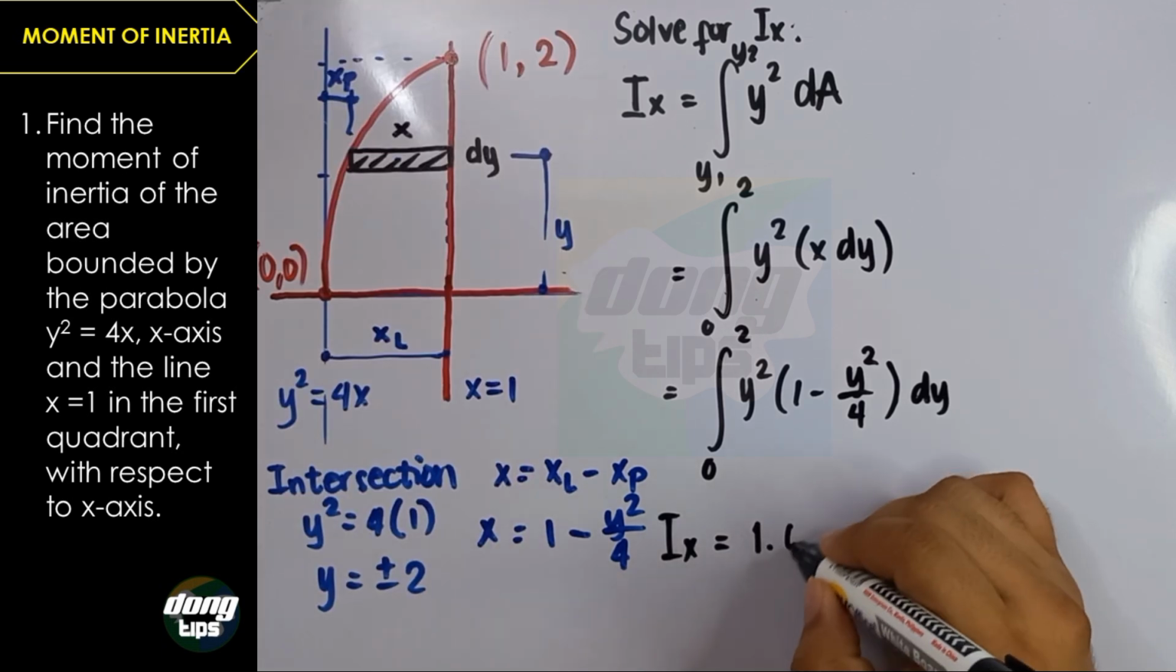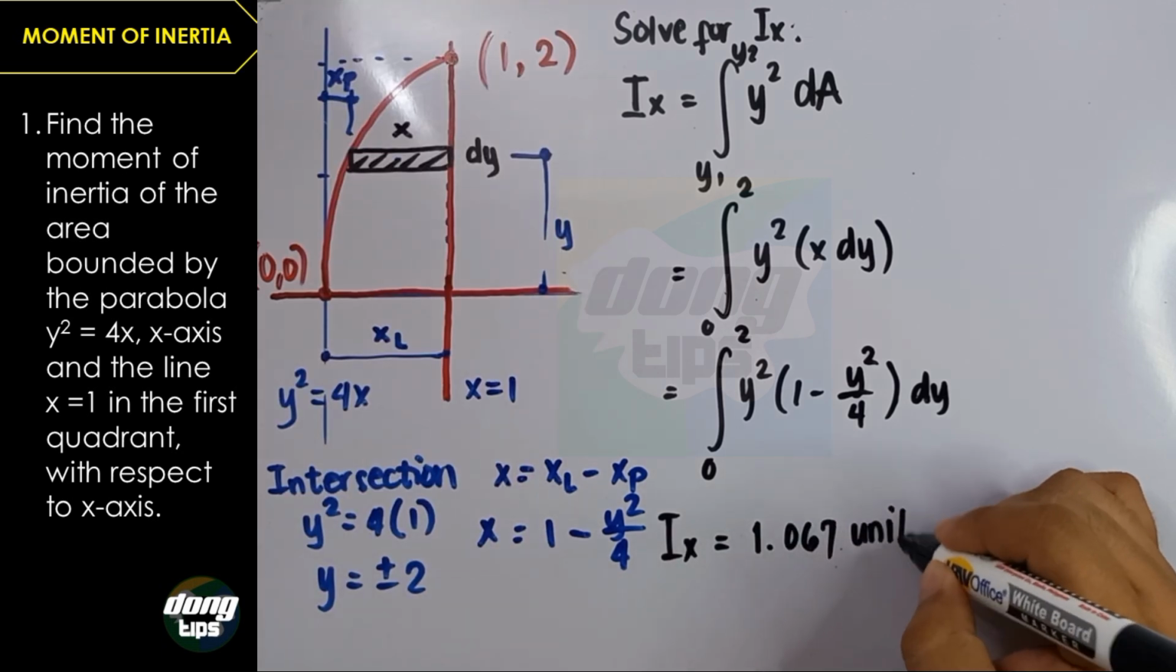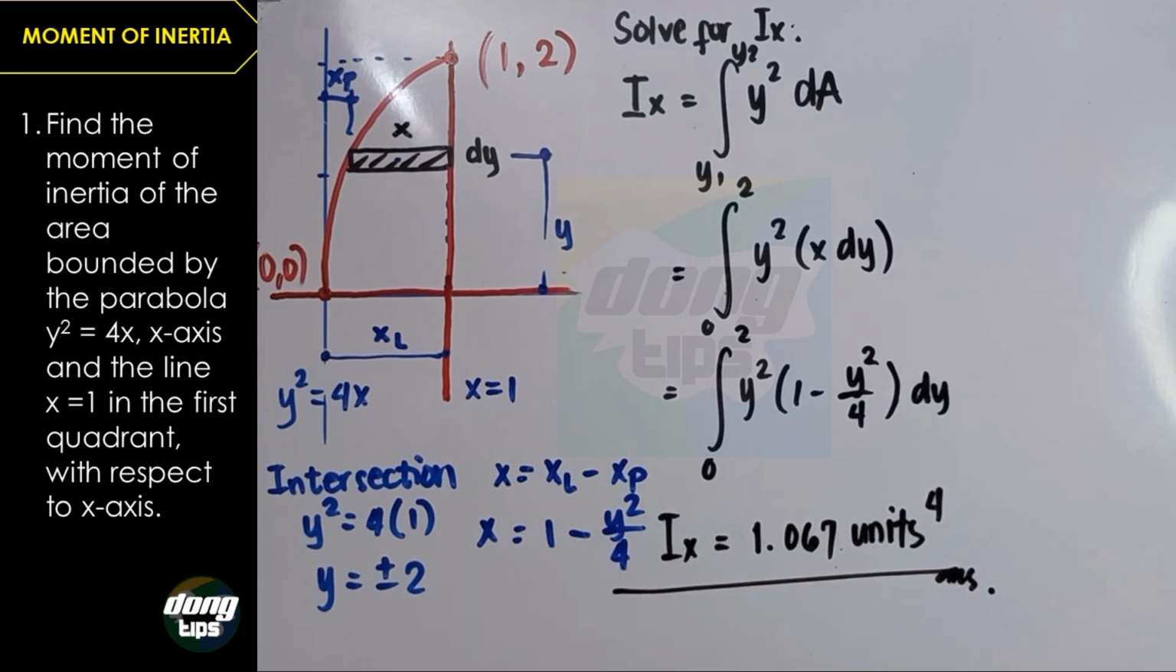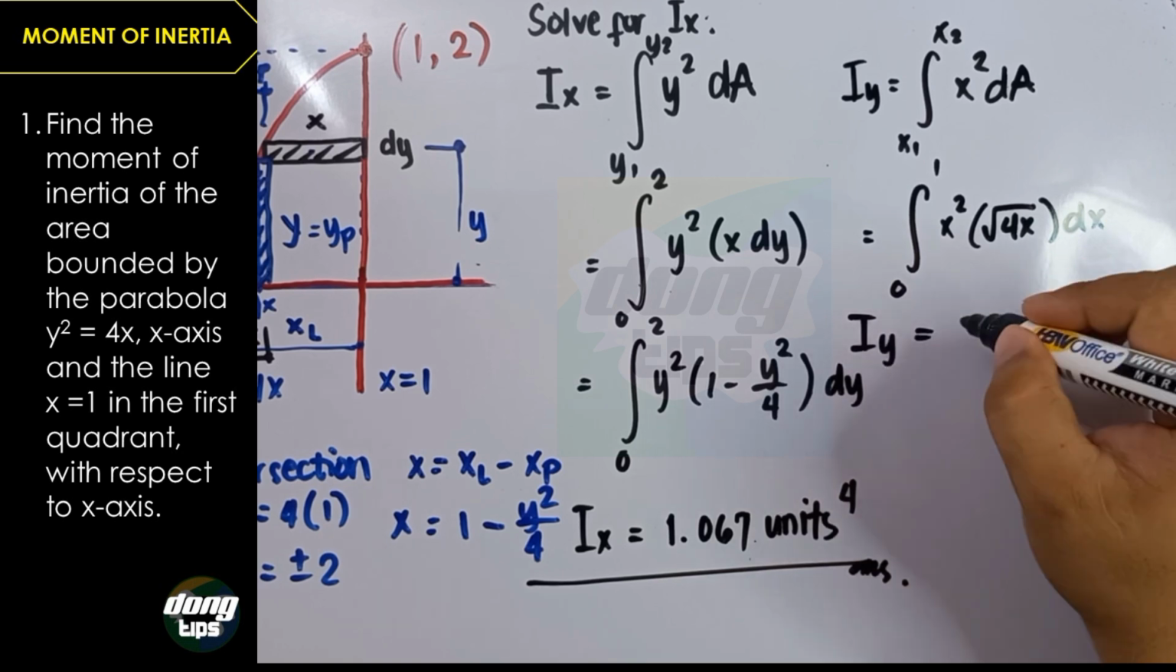And the answer is 1.067 units to the power of 4. Try solving the moment of inertia with respect to the y-axis.